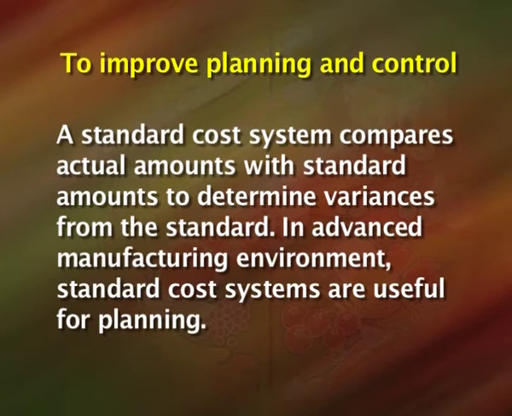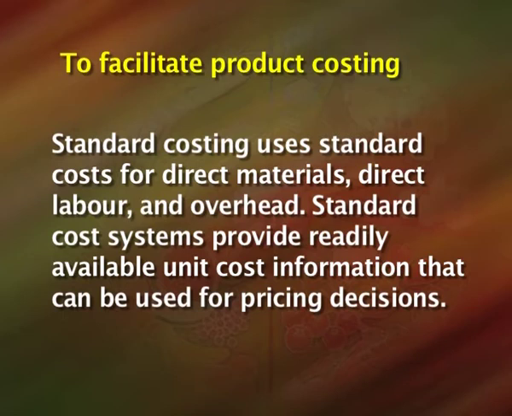A standard cost system compares actual amounts with the standard amounts to determine variances from the standard. In advanced manufacturing environment, standard cost systems are useful for planning. To facilitate product costing, standard costing uses standard costs for direct materials, direct labor, and overhead. Standard cost systems provide readily available unit cost information that can be used for pricing decisions.